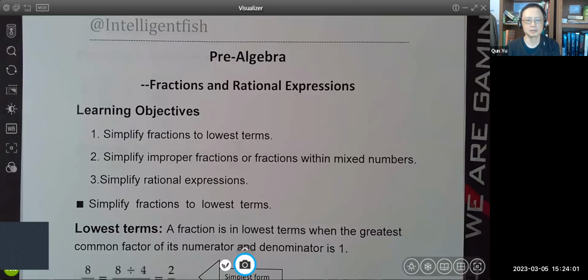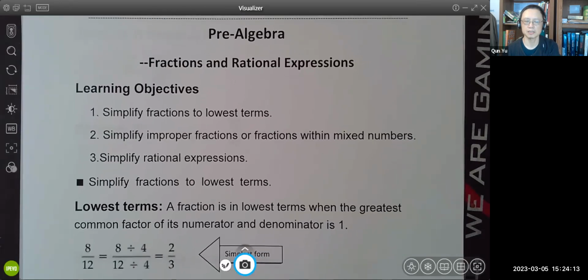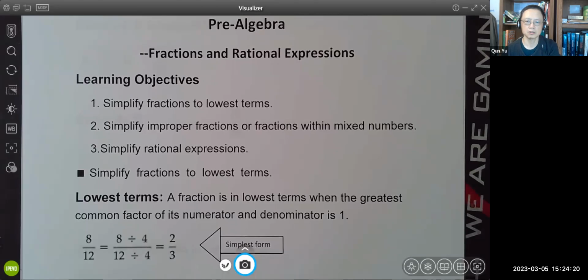Hi everyone. In this video, we are going to look at how to simplify fractions. We have three learning objectives. First, we look at how to simplify a fraction to the lowest terms. And also, we simplify improper fractions, also mixed numbers. And finally, we are going to simplify rational expressions.